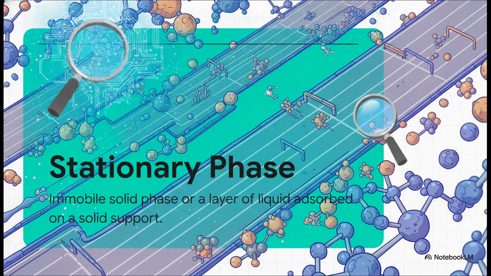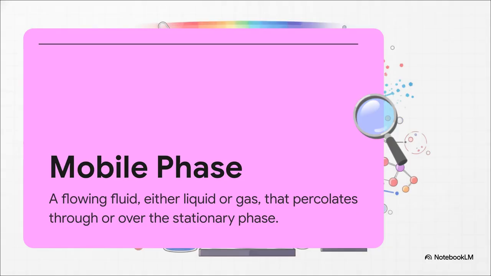The first is what we call the stationary phase. This is a completely immobile solid phase, or sometimes a layer of liquid adsorbed onto a solid support. Just think of it as the fixed terrain, like an obstacle course, completely full of hurdles that our molecule runners have to physically navigate. Right, so the second absolutely crucial component here is the mobile phase.